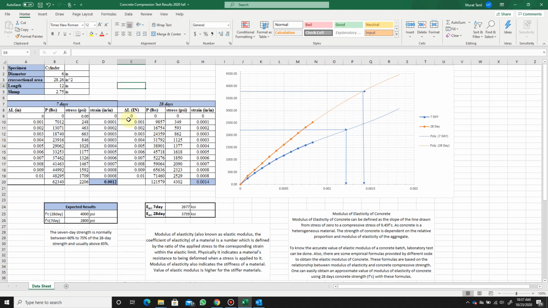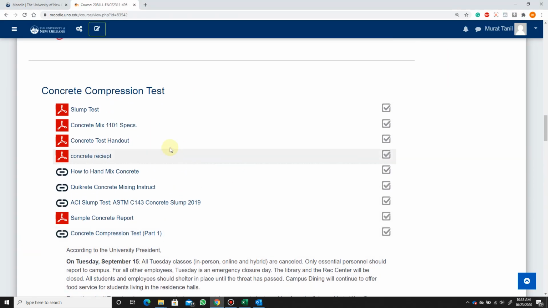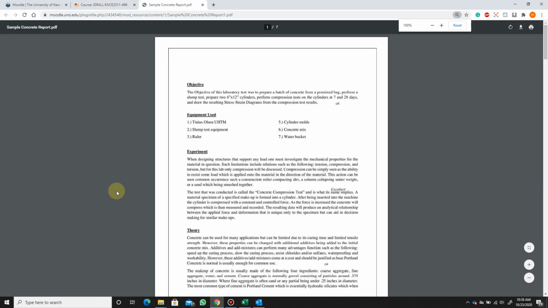I'm going to go over the sections and go step by step on how to develop the stress and strain table for 7-day and 28-day results, as well as the concrete modulus of elasticity calculations and the table. So let's get started. If you go step by step, first you should look at the concrete test handout and specs, concrete mix specs, as well as the sample concrete report. Let's start with the concrete sample report.